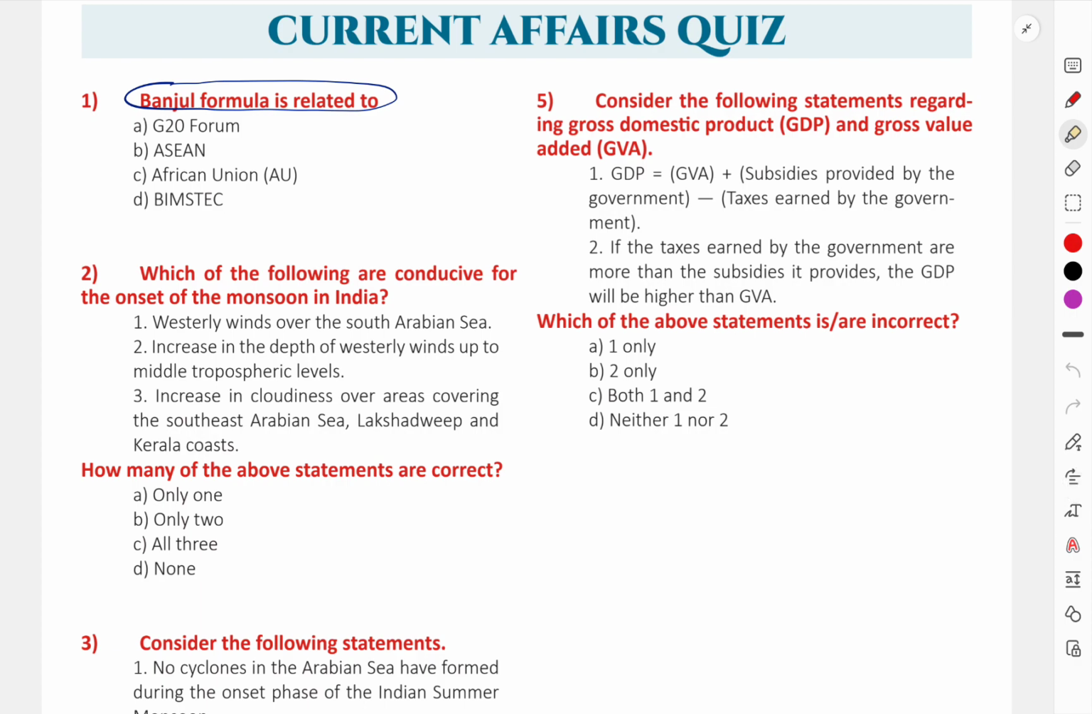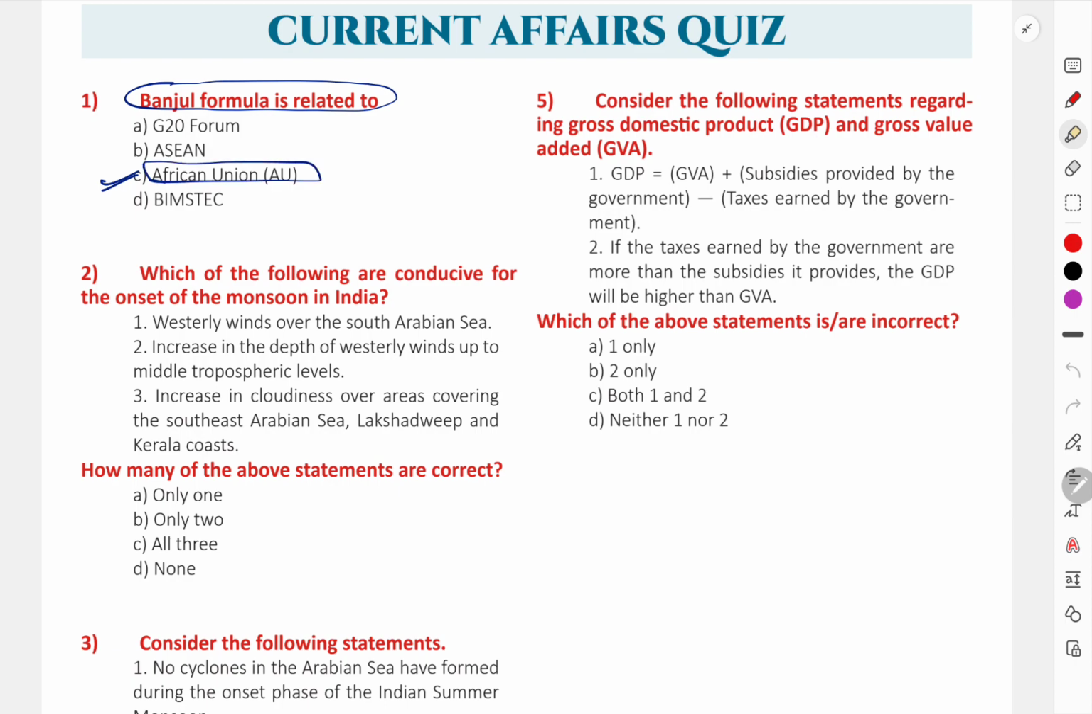The options are G20 Forum, ASEAN, African Union, BIMSTEC. Now, what is the correct answer of the given question? The correct answer is African Union. The Bunjul formula is related to the African Union.